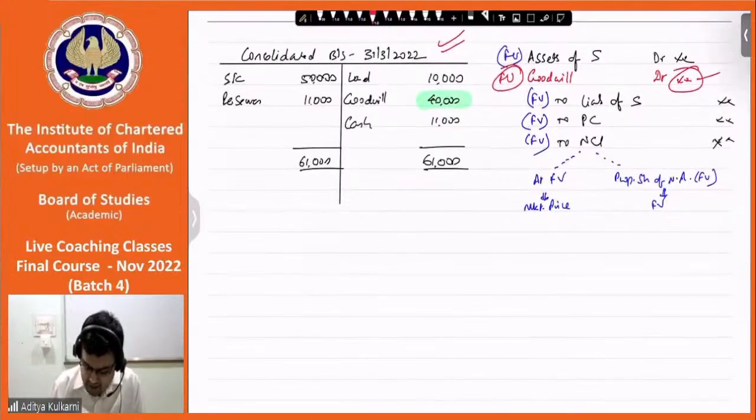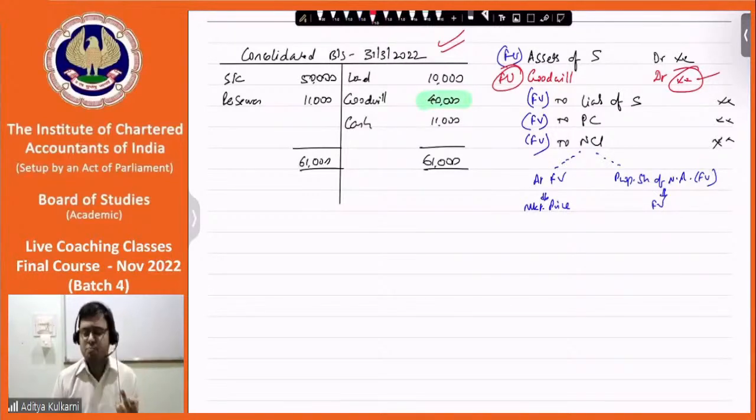Now, in this case, land should have been appearing at 50,000. It's appearing at 10,000. That is why we are having a goodwill of 40,000 rupees. Is it mandatory for the subsidiary to follow the fair value model in its accounting? I repeat, is it mandatory for the subsidiary to follow the fair value or the revaluation model for its property, plant and equipment? It's not.